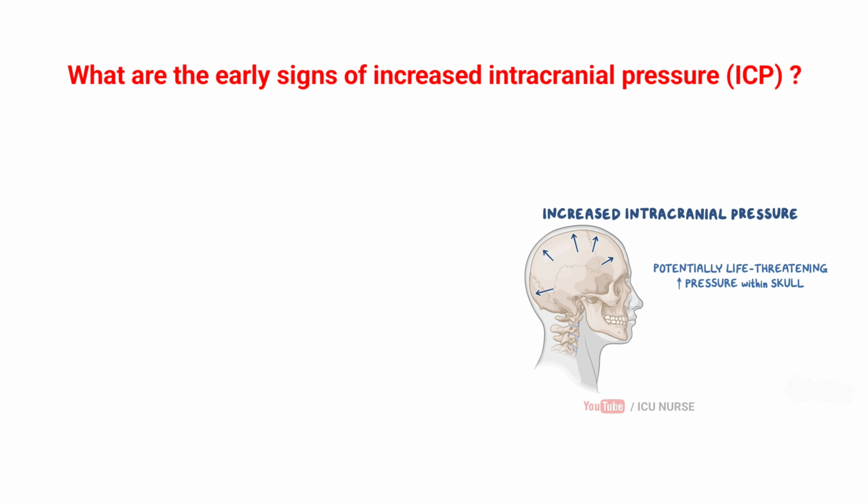What are the early signs of increased intracranial pressure? ICP. Headache and vomiting, decreased level of consciousness, blurred vision or double vision, unequal pupil size or slow reaction to light, abnormal posturing or seizures.